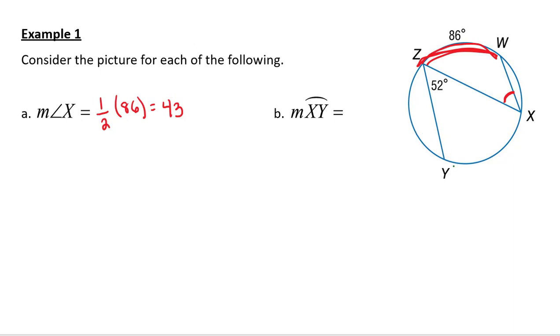I need to find the measure of arc xy here. Well, I know 1/2 of that arc is equal to 52, the angle that intercepts the arc. So the measure of xy is twice that, 104.